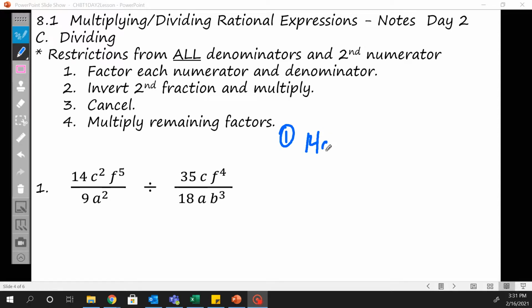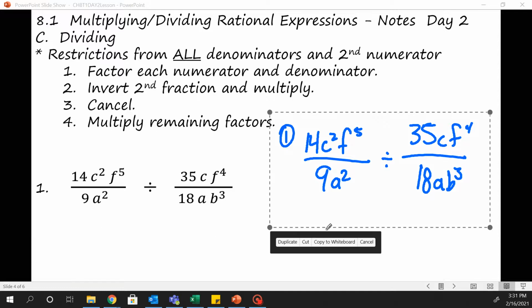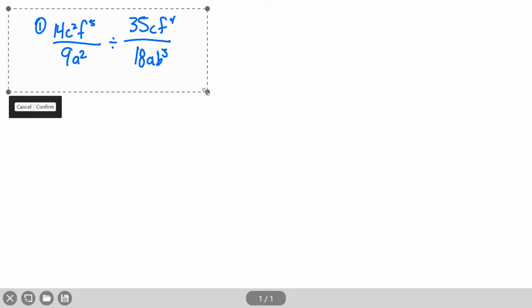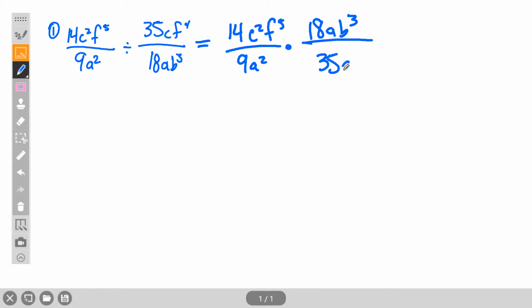So let's look at 14c squared f to the fifth over 9a squared divided by 35c f to the fourth over 18ab cubed. Okay, so you should always start by writing it as a multiplication problem. So 14c squared f to the fifth over 9a squared times, and then this flips, 18ab cubed over 35c f to the fourth. Okay, let's write all of these with their factors.